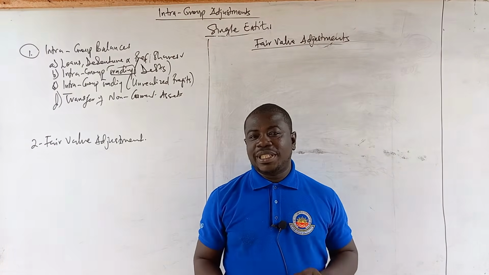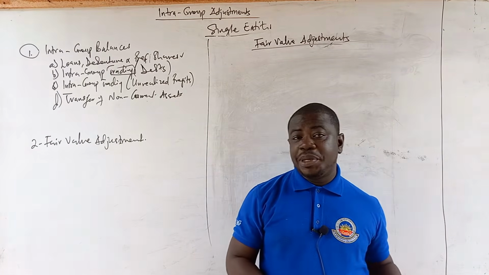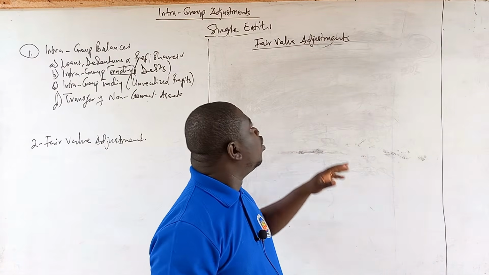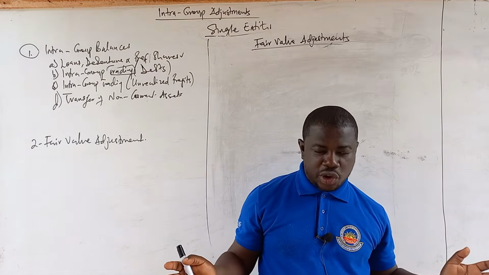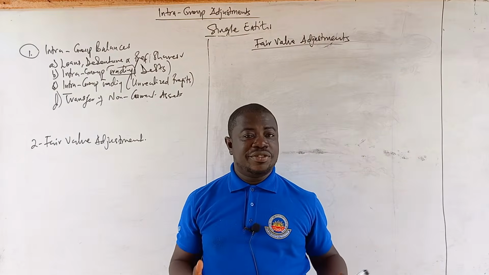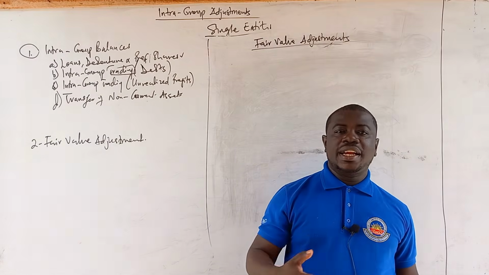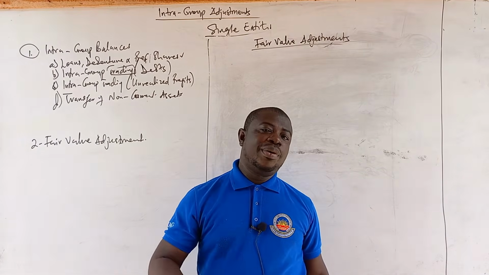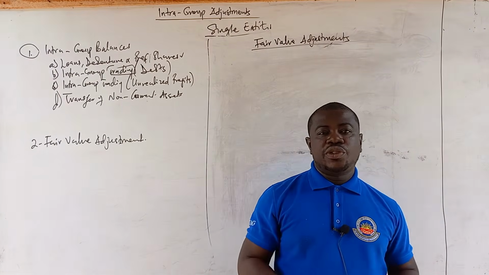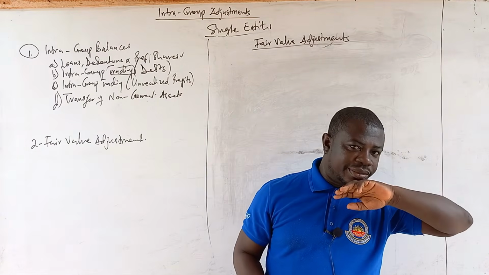Now, with the fair value adjustment, I'm not going to waste much time talking about that because we've learned a lot about it from our PPE, IAS 16, and other non-current assets standards. Now, we know fair value, okay? The value at which an asset will be exchanged between knowledgeable, willing parties in an arm's length transaction. And we also know from PPE, IAS 16, that whenever a company is treating non-current assets, they either go by the cost model or the revaluation model. And so measurement subsequent to initial recognition could be the revaluation model. And that is where the fair value model comes in.